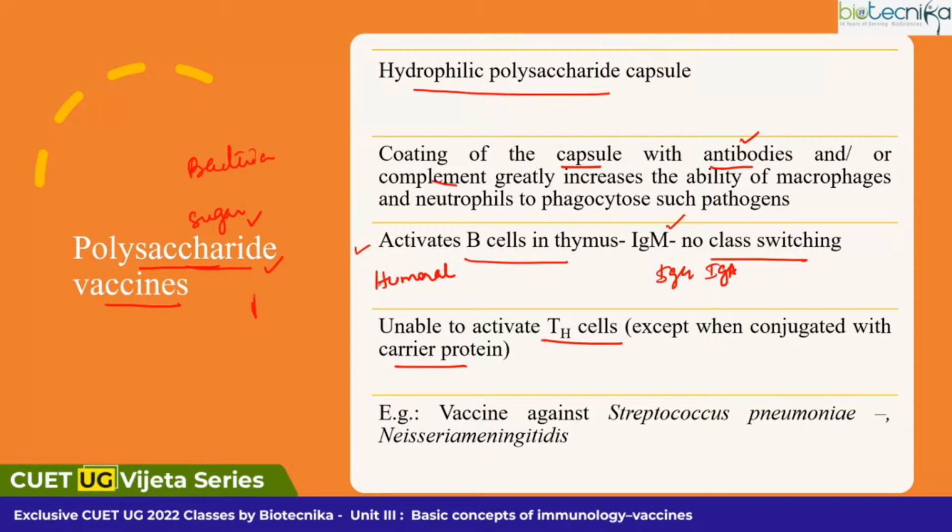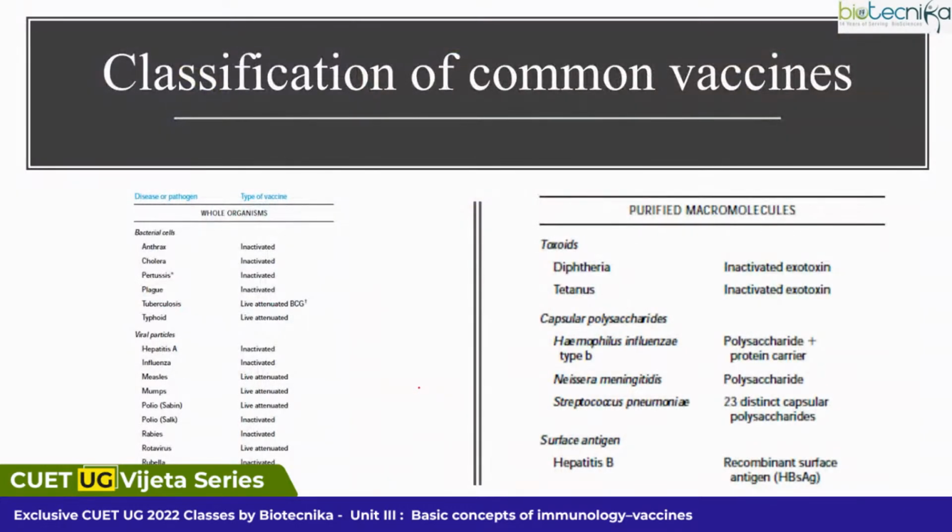But yes, if you conjugate this polysaccharide to a particular protein, we call it a conjugated vaccine. When you conjugate it with the carrier protein, their size increases, and then they can activate the B cells as well as the T cells. Those are known as your conjugated vaccines. Now for polysaccharide vaccines, what are the various examples? You have the vaccine against Streptococcus pneumoniae and Neisseria meningitidis. These examples are very important.